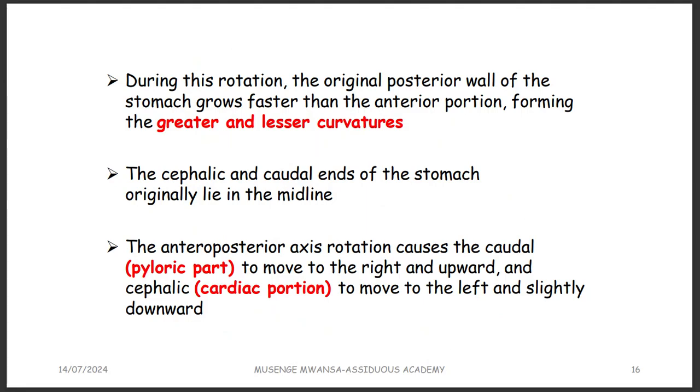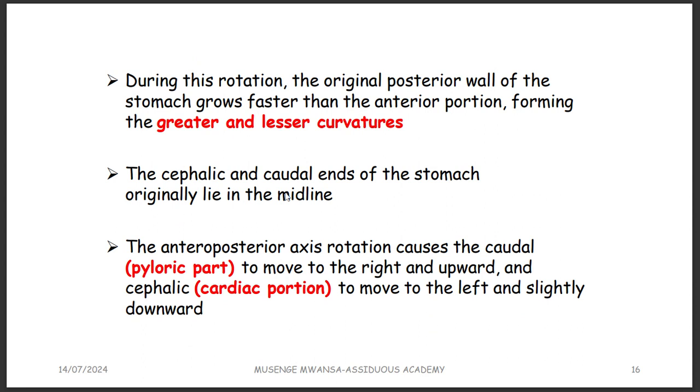Okay. So during the rotation, the original posterior wall of the stomach grows faster. The posterior wall grows faster than the anterior portion, and that will form the greater curvature. And then the other portion, the anterior portion, is going to be growing a bit slowly, and that will form the lesser curvature.